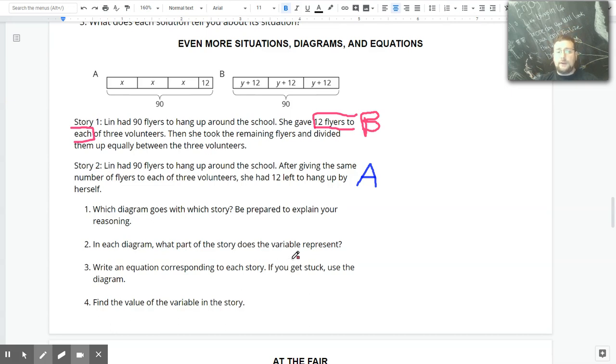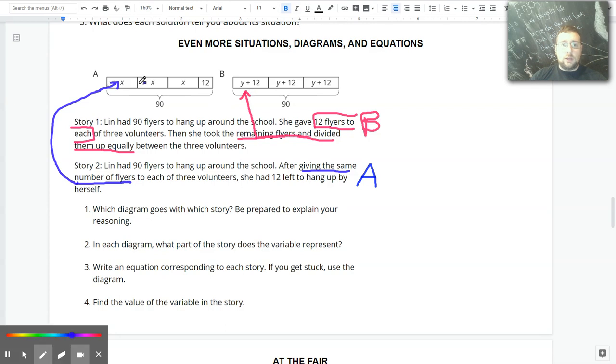Now, the next thing we have to do is figure out what the variable means in each story. Well, if you think about it, she's going to get the remaining flyers and divide them up equally on story B. That is what that Y means, okay? But for story A, what that means is that she's giving the same number of flyers to each of the volunteers. So giving the same number of flyers to each of the volunteers is what that X is going to mean.